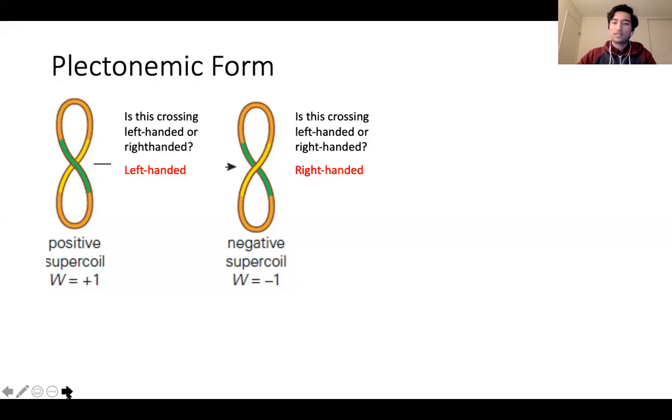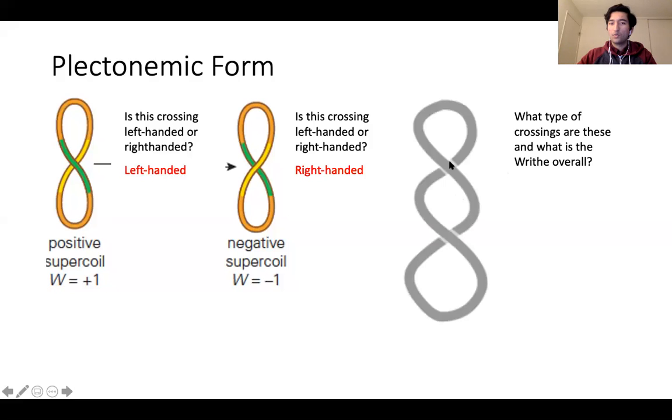And so next, what type of crossing is this? Is this left-handed or is this right-handed? And then what is the overall writhe? Feel free to just add it into the chat. Okay, I'm seeing many votes for left. So yes, this is also an example of left-handed crossing. And because there are two instances of this, it's +2 for supercoiling, because here, left-handed in plectonemic form is positive supercoiling, so W is +2.